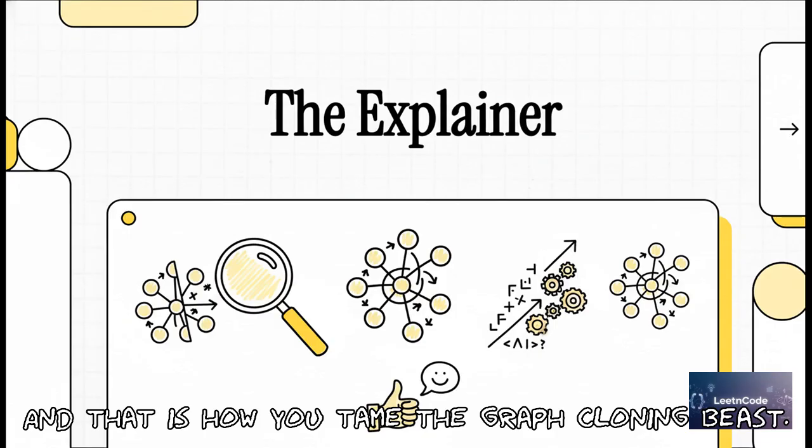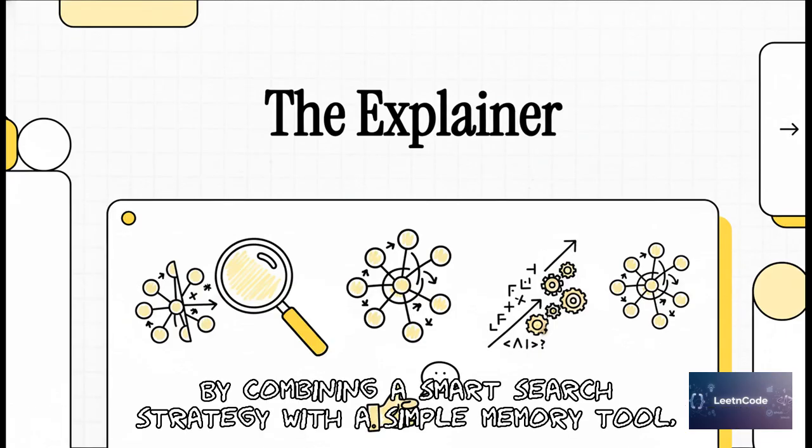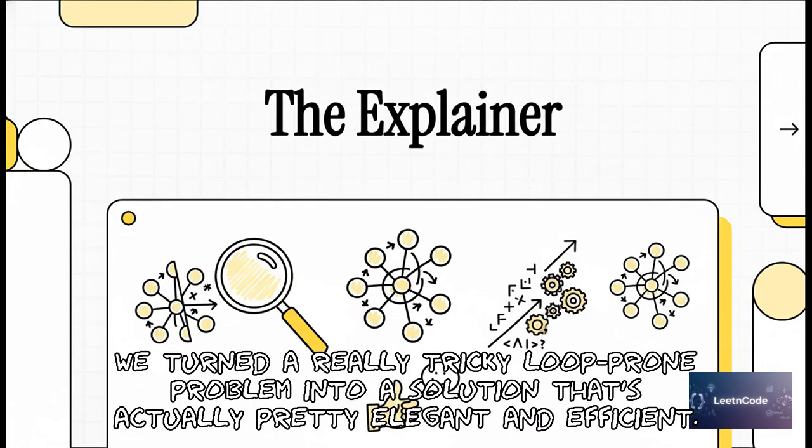And that is how you tame the graph cloning beast. See? By combining a smart search strategy with a simple memory tool, we turned a really tricky, loop-prone problem into a solution that's actually pretty elegant and efficient.